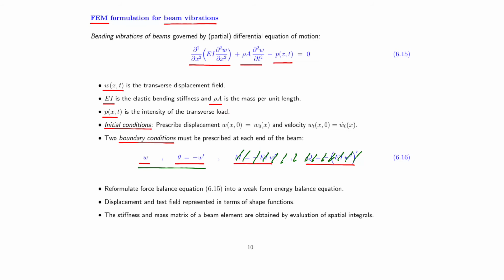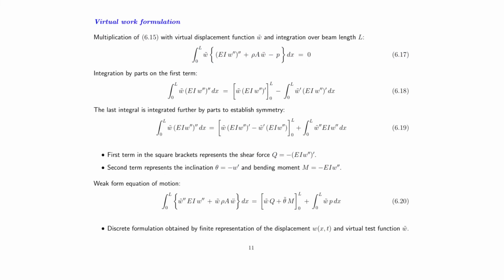Again, we want to reformulate the force balance equation in 6.15 into a weak form energy balance by the principle of virtual work. We will then assume shape functions for the displacement and as well for the test displacement W tilde. And then we will simply evaluate stiffness and mass matrix for the beam element by the derived spatial integrals. We will have our strong form equation, that's the partial differential equation. We multiply that with the test function W tilde, and we integrate over the length of the beam, and that should be equal to 0.